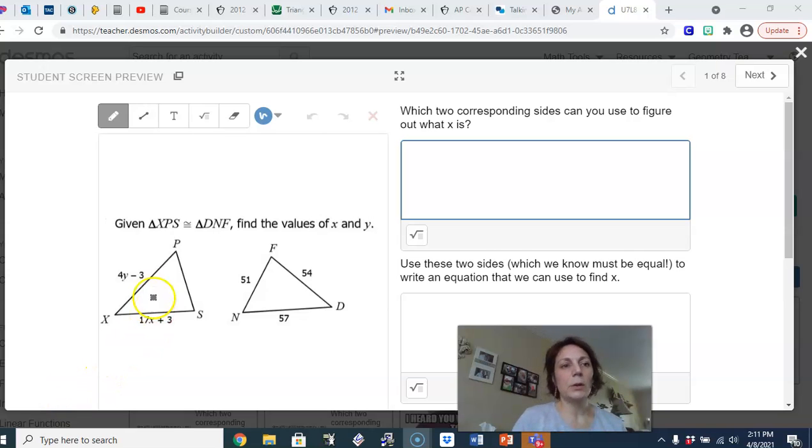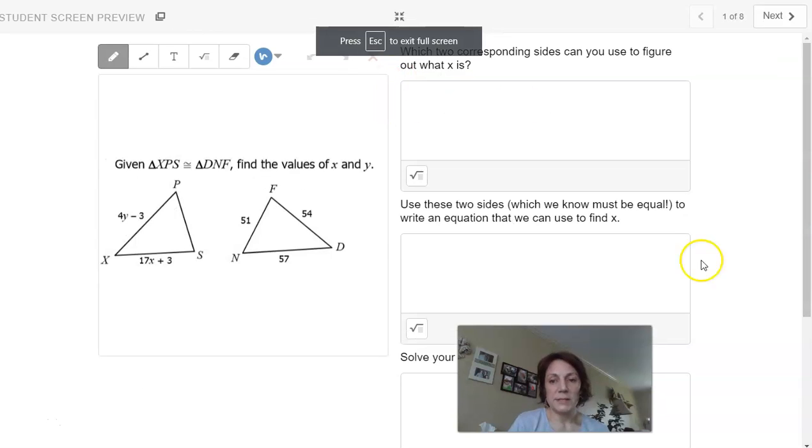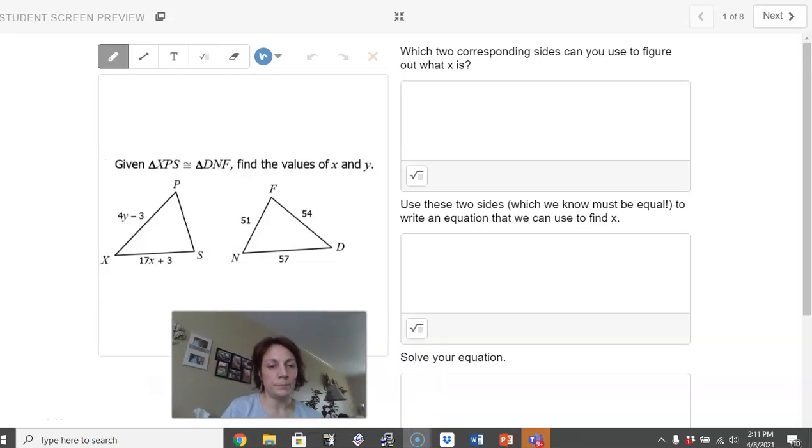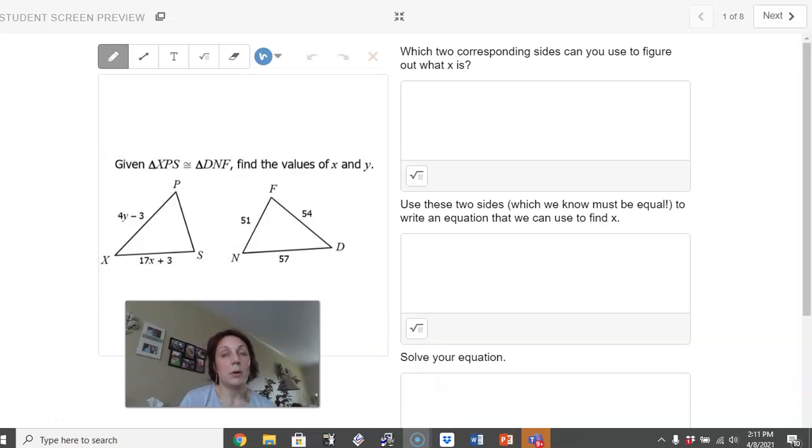Hey folks, today we are going to do some of the CPCTC stuff. I'm getting really good at saying that. By matching up some sides, but also we're going to add in algebra, which is super exciting. So I want to go through the first slide of the Desmos with you so that you know exactly what you're supposed to be doing, and then you can work on the subsequent slides.